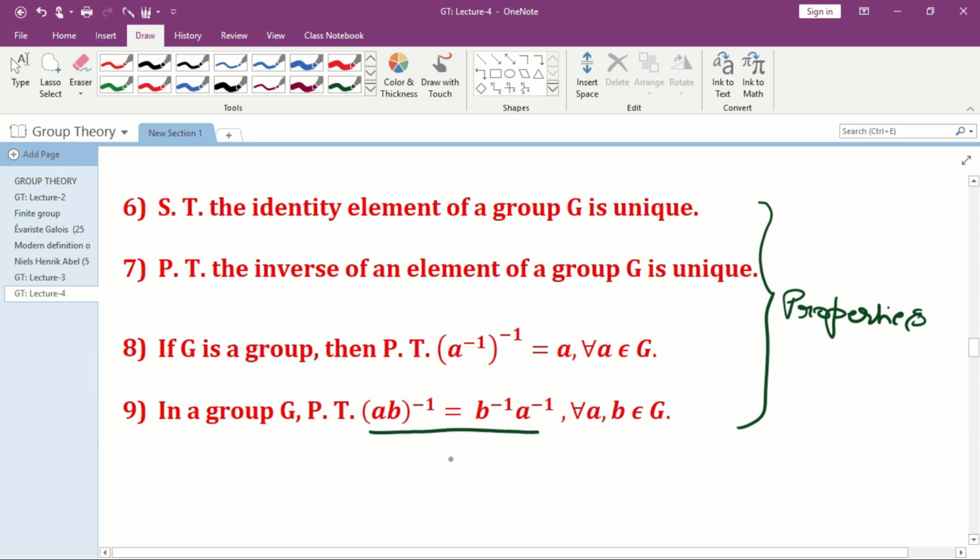In case of theorems in groups, we usually consider multiplicative notation, that is AB instead of A star B. We omit star. Therefore, you can omit star here. If you omit star, it becomes AB whole inverse is equal to B inverse A inverse. Since we have proved this in the previous lecture, quickly we shall recall the proof of these questions.